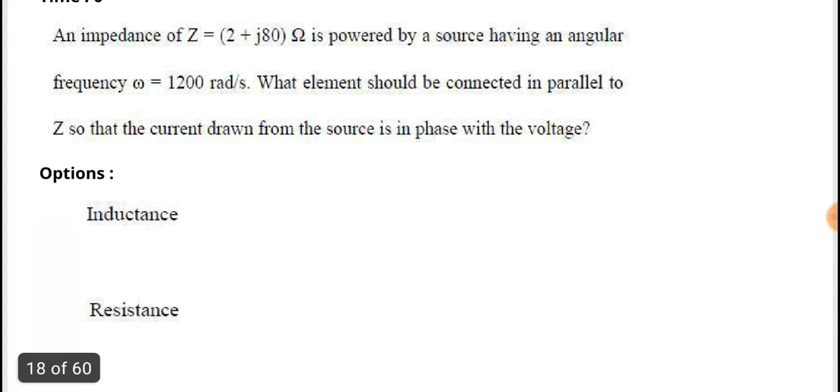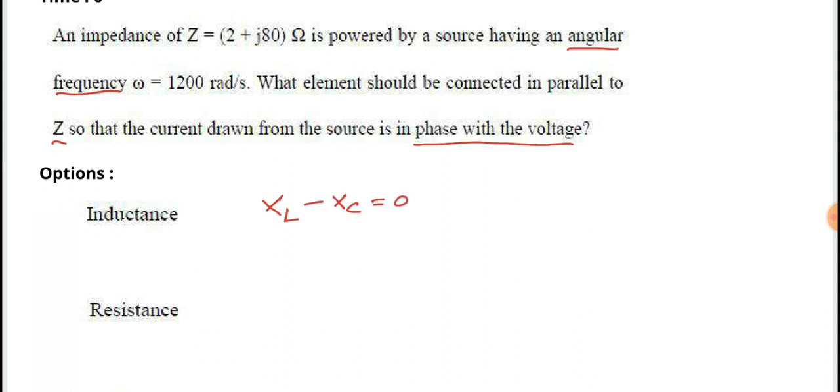Next one: an impedance of Z equal to 2 plus J80 ohms powered by a source having an angular frequency, omega equal to 200 radians per second. What element should be connected in parallel to Z so that the current drawn from the source is in phase with the voltage? Same concept here, XL minus XC should be equal to 0. Based on this concept, we know the XL value. What is the XL value? Plus J80, so plus J80 is equal to XC.